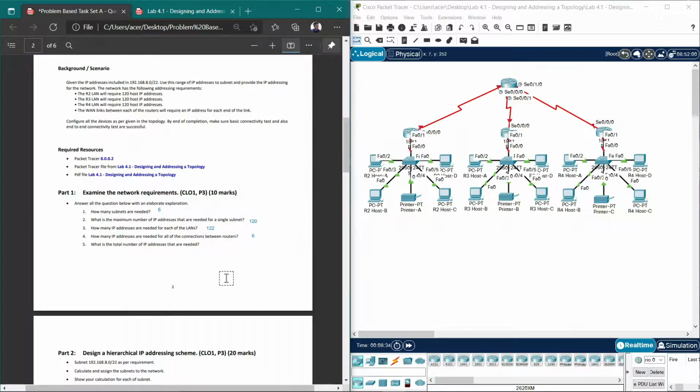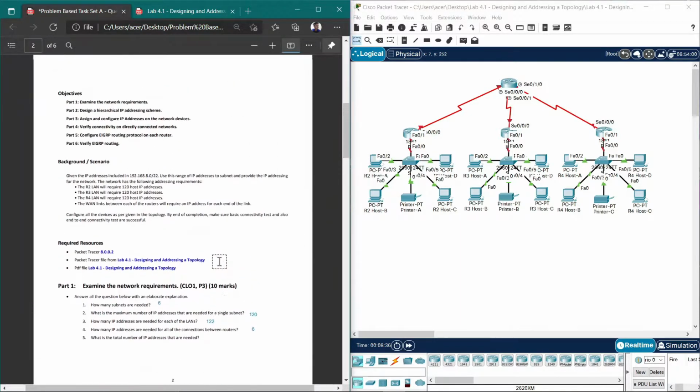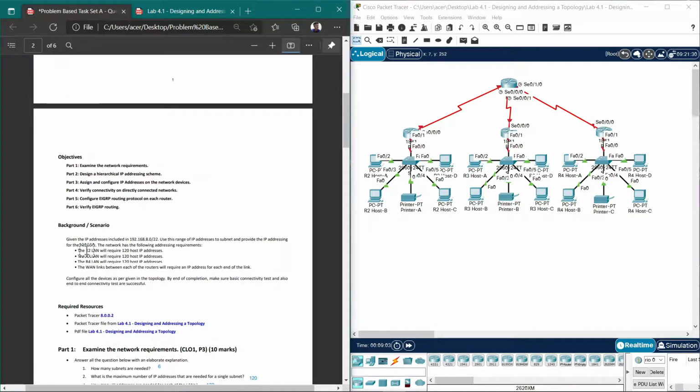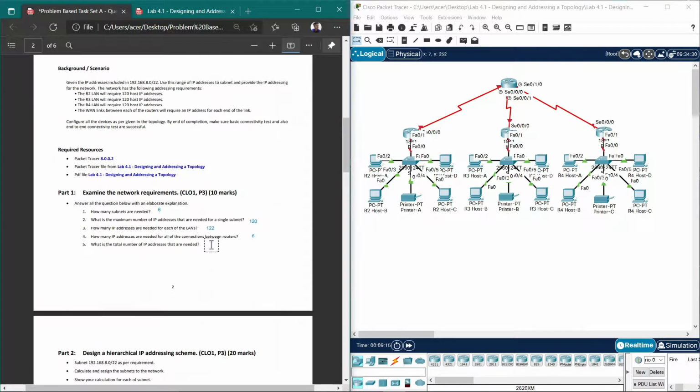And the final question, what is the total number of IP addresses that are needed? So there are 3 LAN networks, each requiring 120 host IP addresses, and also 3 WAN links that require 6 IP addresses. Totally there will be 166 IP addresses.